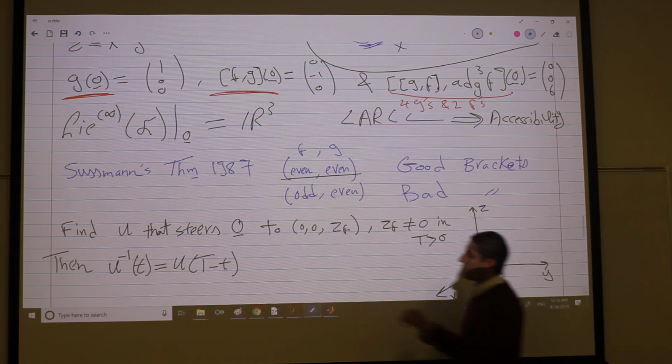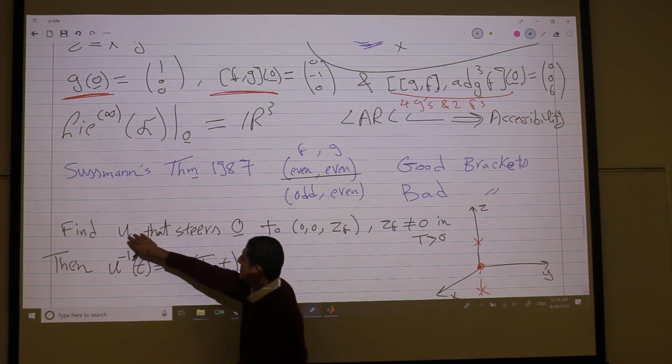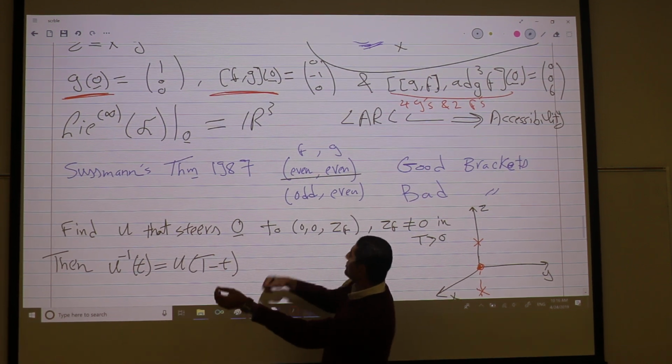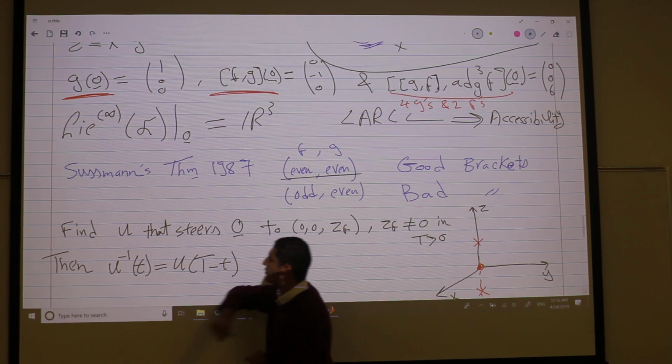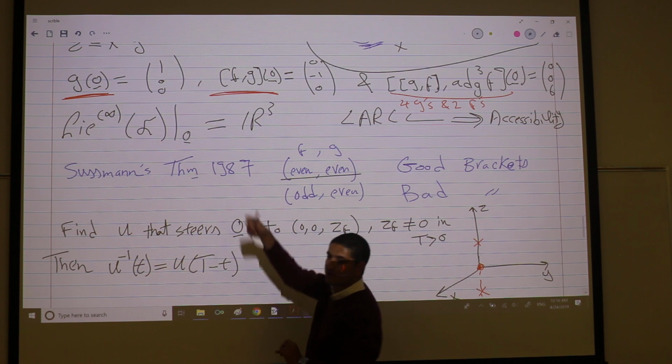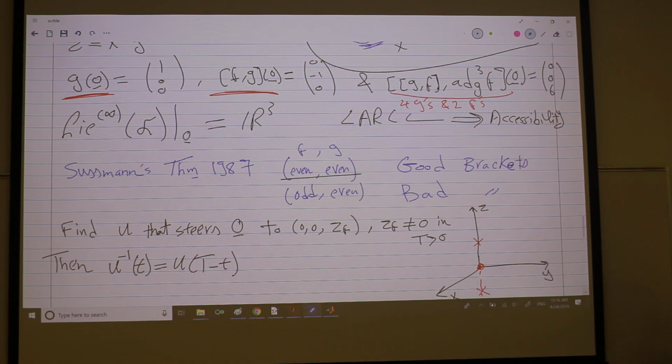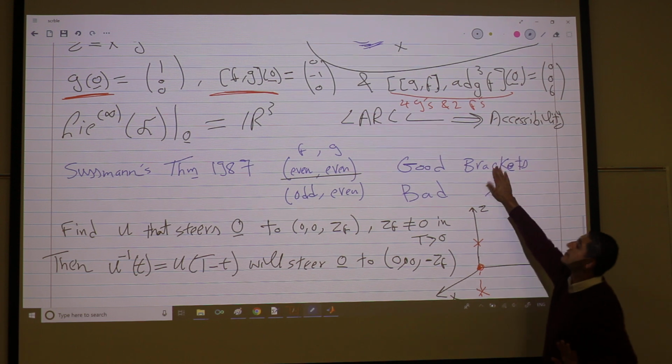So you got a control sequence, and you have it from 0, say, to 1 second. Then the very first reverse control to apply is the value at 1 second, and do it by reverse, okay? This control, or reverse control, will steer the origin to 0, 0, negative z5, okay? So you can apply this trick always, whenever we have this type of good brackets, okay?